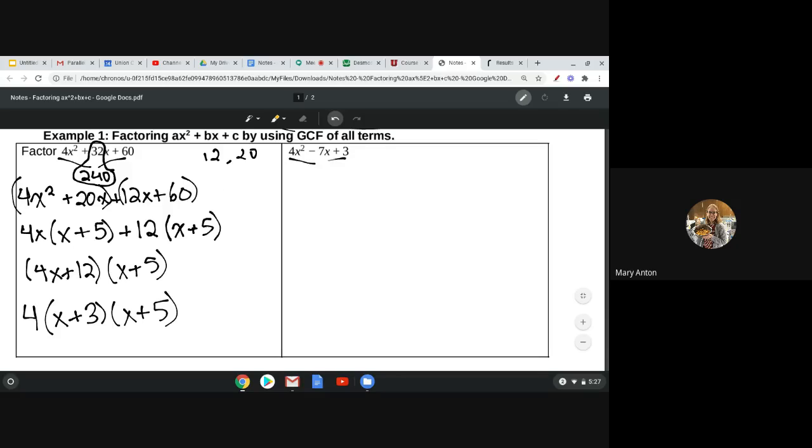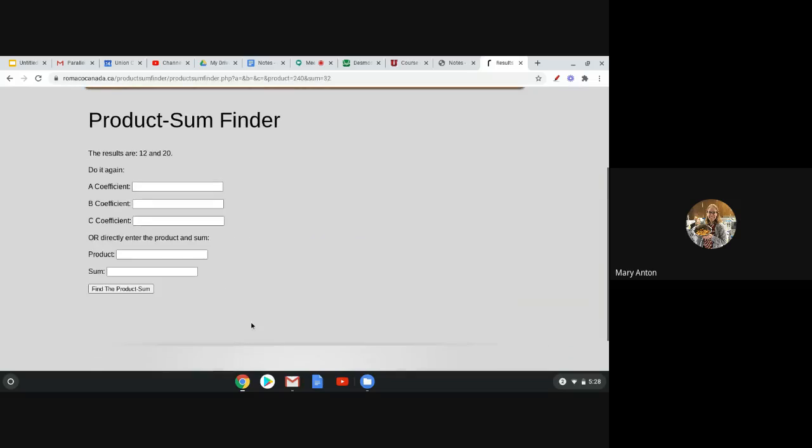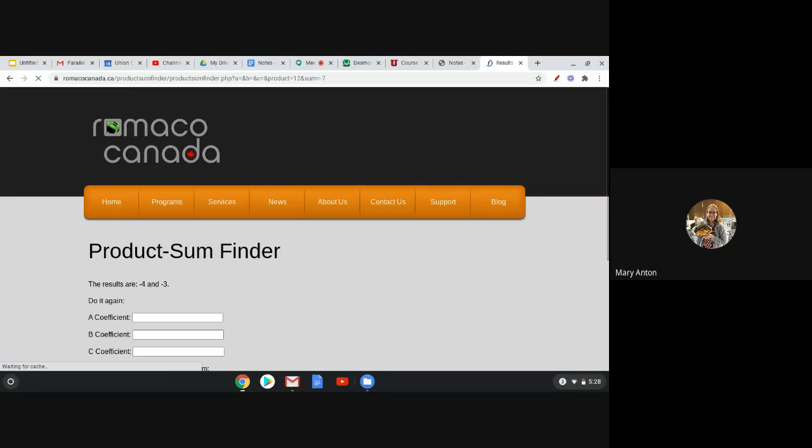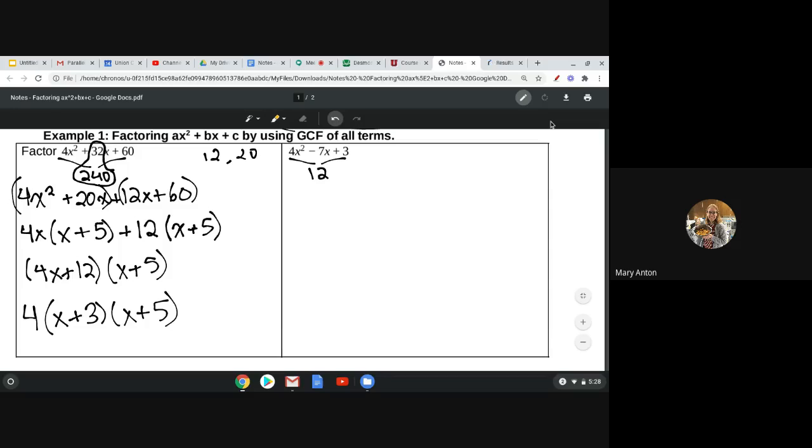All right, let's find the product of 4 and 3. This is 12, so we need two numbers that multiply to 12 and add to negative 7. So that is negative 4 and negative 3. So that means our function is going to become 4x squared minus 4x minus 3x plus 3.